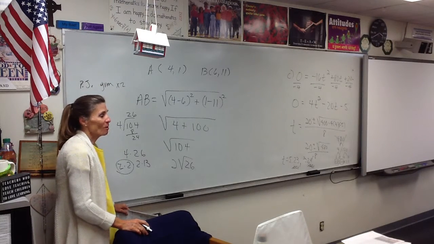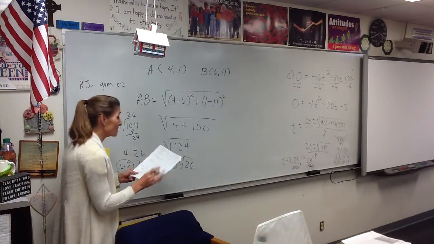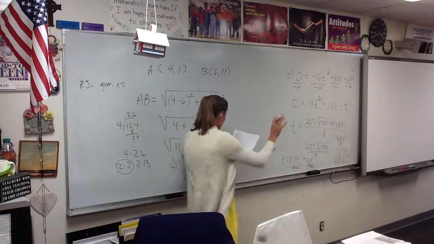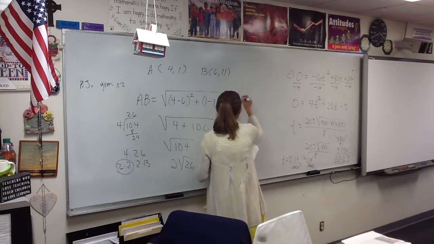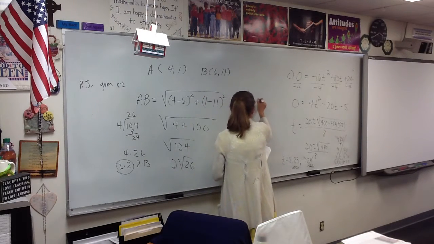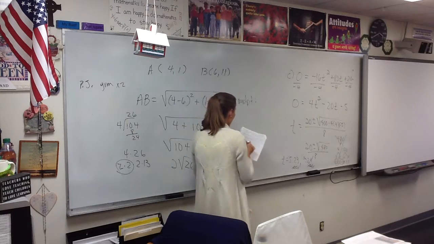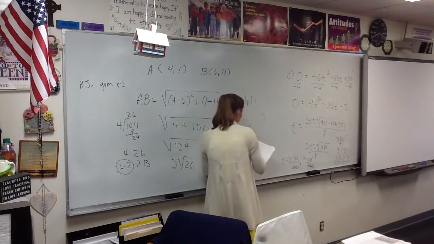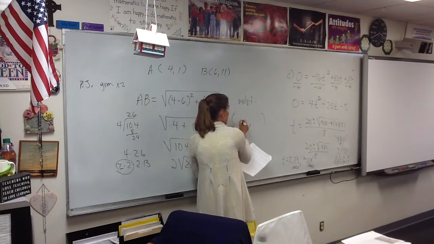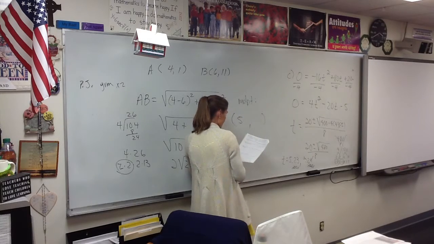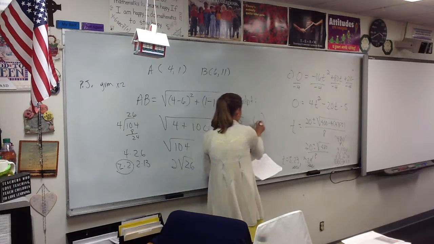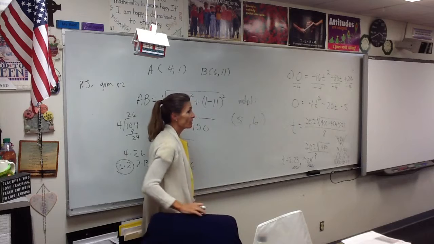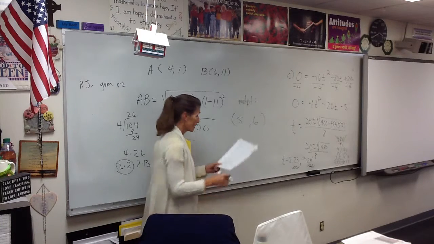Right. Jamal? We had a 3C. Oh, wait, I'm not done. 9B, and then I'll do 3C. 9B, how do we find midpoint? Average. So we are going to add the x's and divide by 2. Add the y's, divide by 2. Everybody okay with that? All right, now 3C.